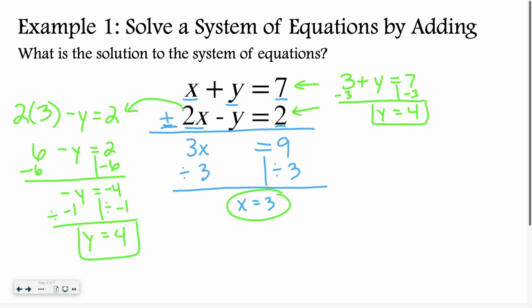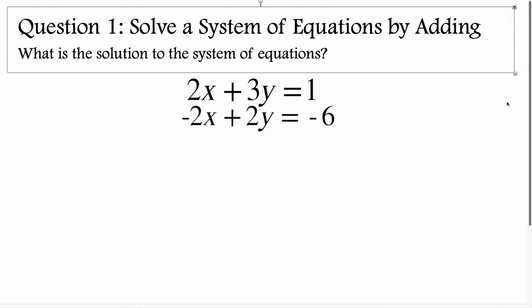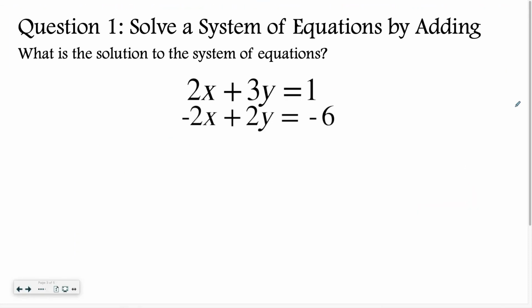Okay? So what I'm going to say is pick one of your starting equations. Then the last step that people sometimes forget is, again, we're solving for ordered pairs. Write your solution as an ordered pair. Okay? Now here's a question for you to solve. Good luck.